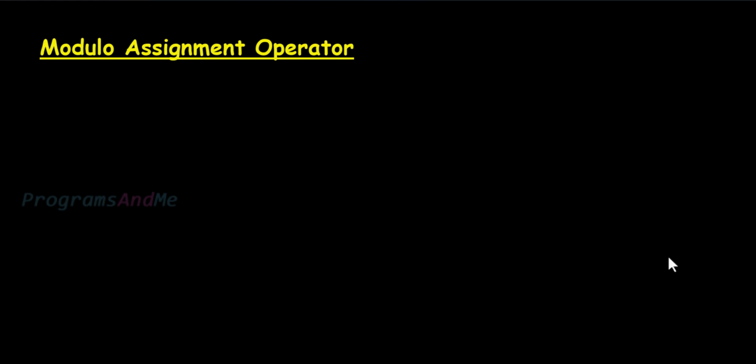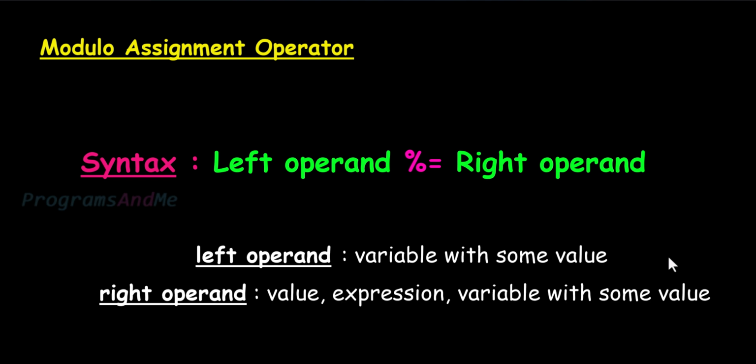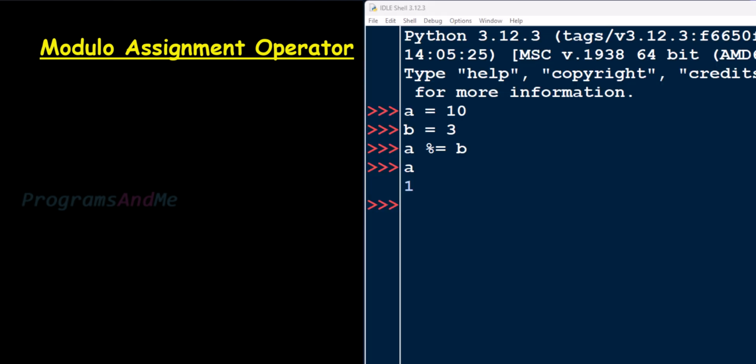Next operator is the modulus assignment operator. Symbol is percentage equals to. Syntax is left operand, modulus assignment operator, followed by right operand. The left operand must be a variable which refers to some value. The right operand can be a value, expression, or variable. This operator is used to find the remainder of the division of the left operand by the right operand and then assign the remainder to the left operand. Here we can see the example.